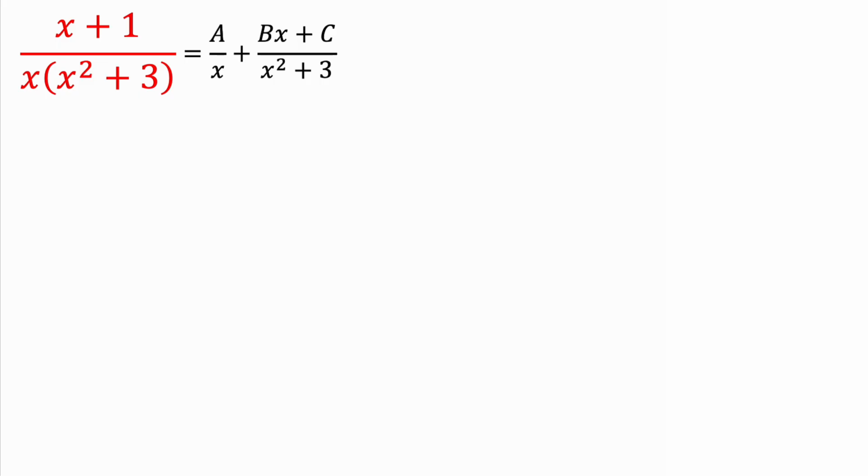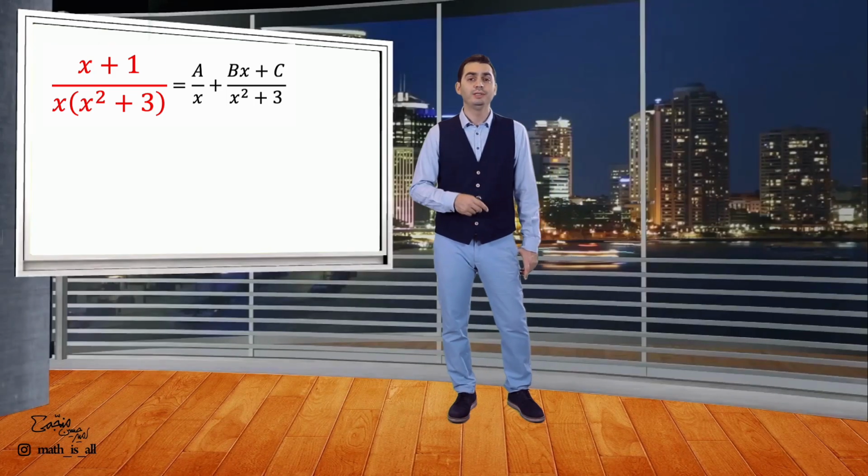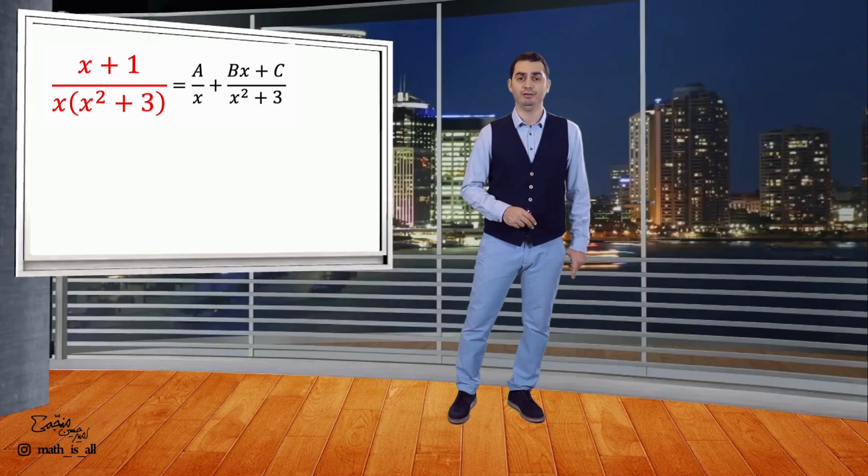Okay, it was decided that the numerators of the fractions should be 1 degree less. So for the first fraction, since its denominator is x, its numerator becomes a. The denominator of the second fraction is x squared plus 3. Oh, right, yes. Did you not say that if the denominator had a power, we should write as many fractions as that power? Yes, I did say that.